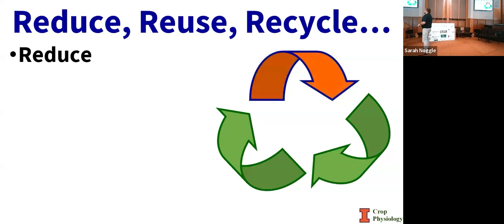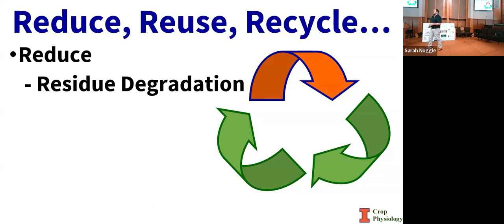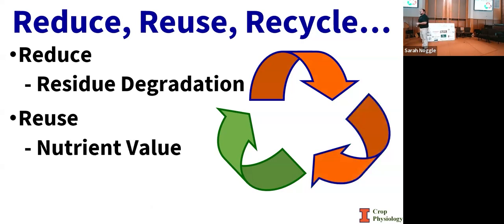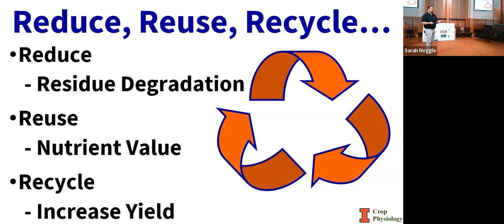Rebranding this to our perspective on today's discussion: reduce residue degradation. Now, that's not less residue. Less residue might imply you had lower yields, right? So after the residue's in the field, we want it to degrade faster. Reusing it is that nutrient value, the treasure, and then recycle to me is an improvement in yield if we can get there, or maybe that's relying less on other inputs and you can get the win there as well. And that's the crop physiology rebrand of reduce, reuse, recycle on your residues.